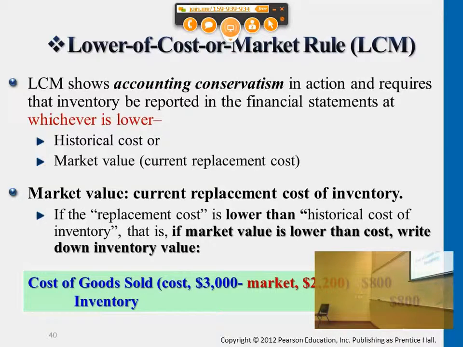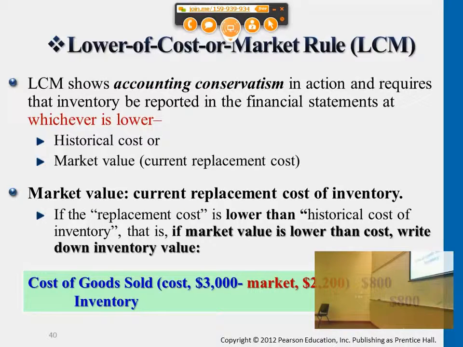Okay, so this entry here, the example is that earlier you purchased an item, or a group of the same type of products, that were $3,000. At the end of the year, currently the market price for this product decreased to $2,200. Okay, so now the difference is here.